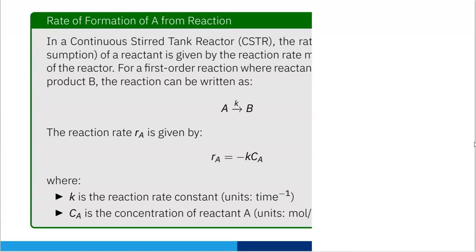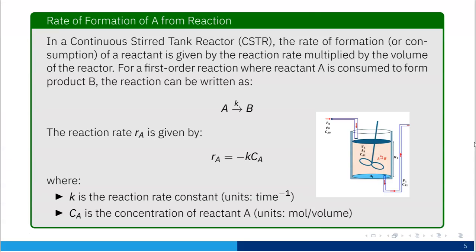Now, the rate of formation of A from the reaction. So what is RA? In a continuous stirred tank reactor, the rate of formation, actually here consumption, of a reactant is given by the reaction rate multiplied by the volume of the reactor. For the first order reaction where reactant A is consumed to form product B, the reaction can be written as A to B, and the reaction rate RA is equal to minus K Ca. Here K is the reaction rate constant and Ca is the concentration of reactant A. The unit is mole per volume.